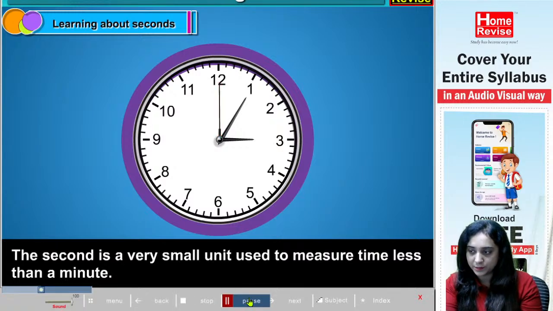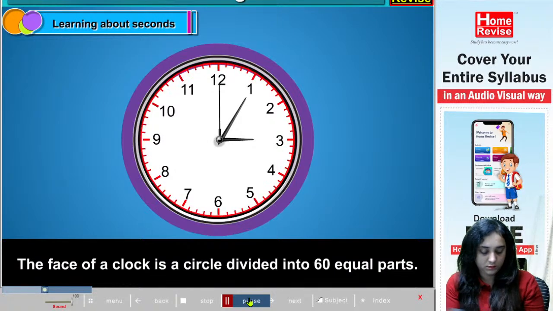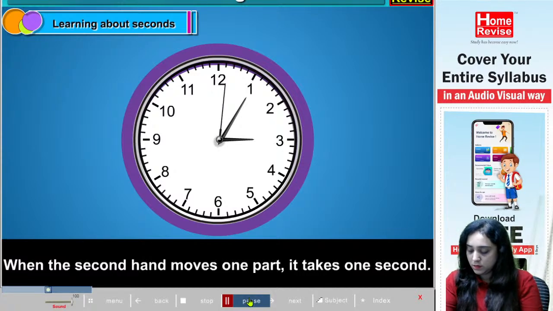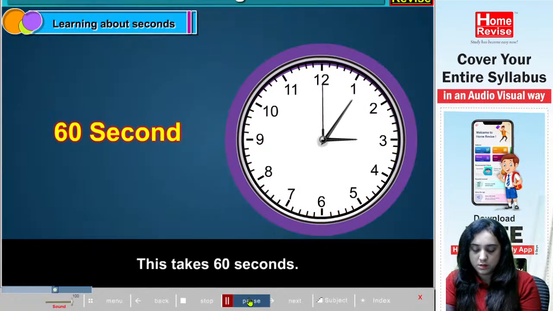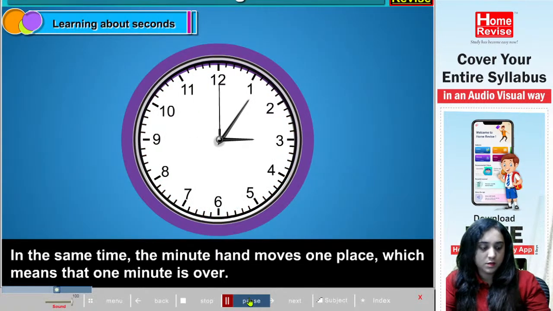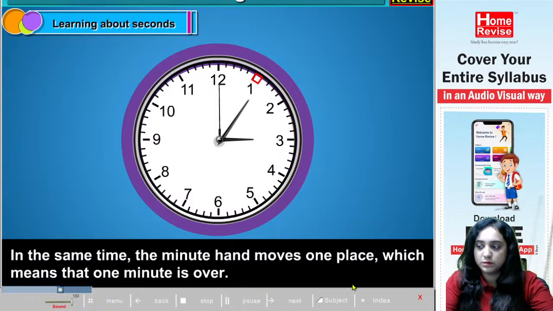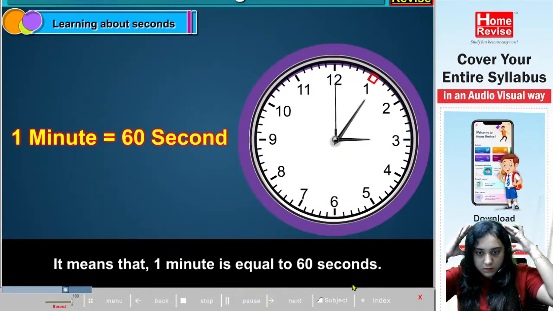Now pay attention. The face of a clock is a circle divided into 60 equal parts. When the second hand moves one part, it takes 1 second. When it completes one round of the clock face, it moves across all 60 parts. This takes 60 seconds. In the same time, the minute hand moves one place, which means that 1 minute is over. It means that 1 minute is equal to 60 seconds.